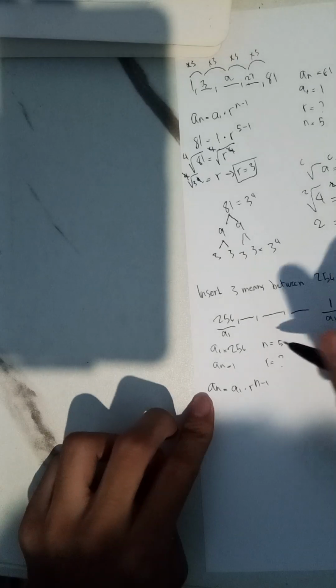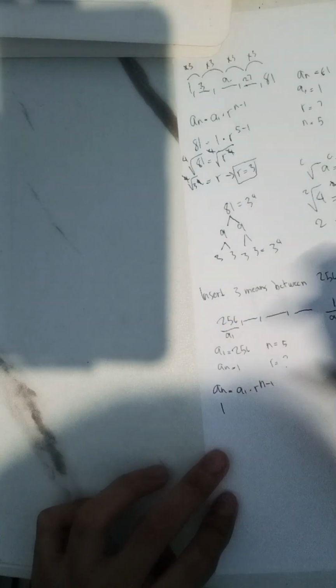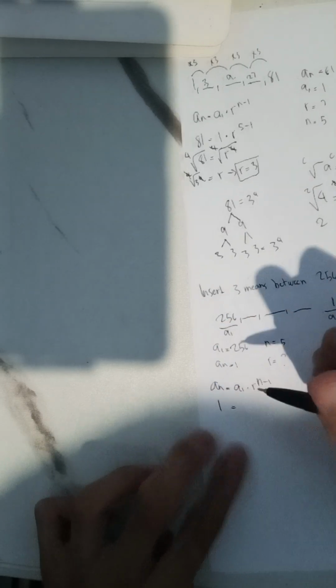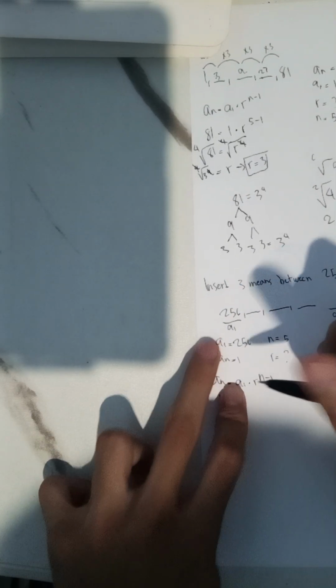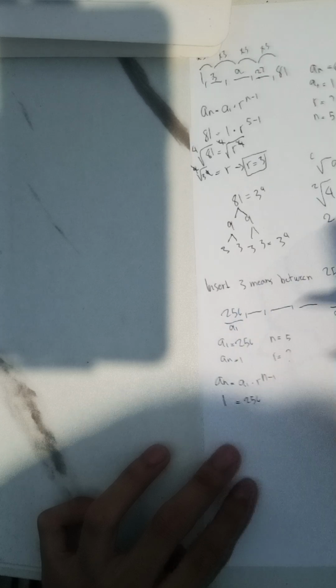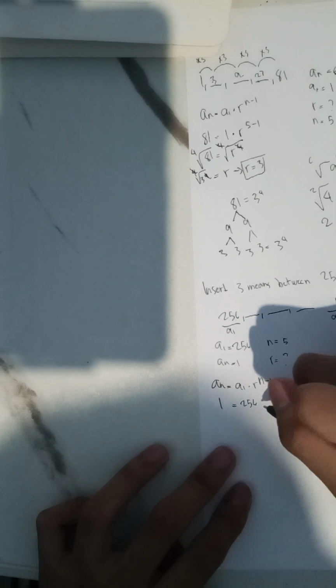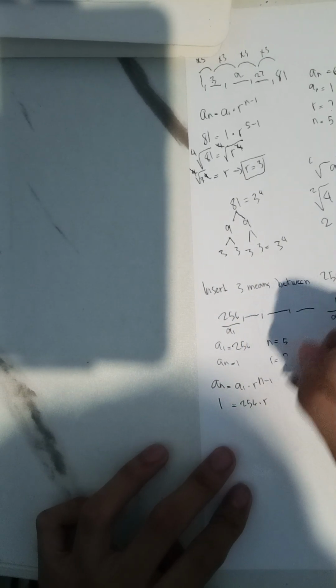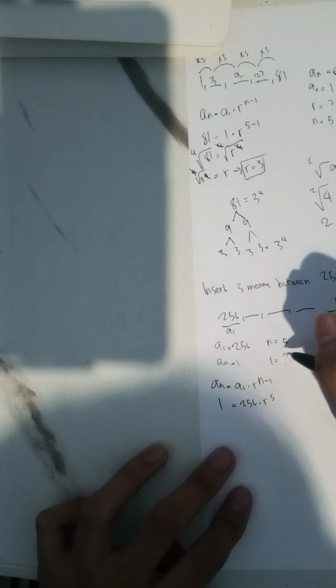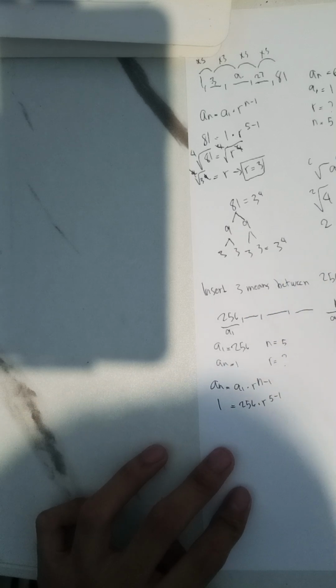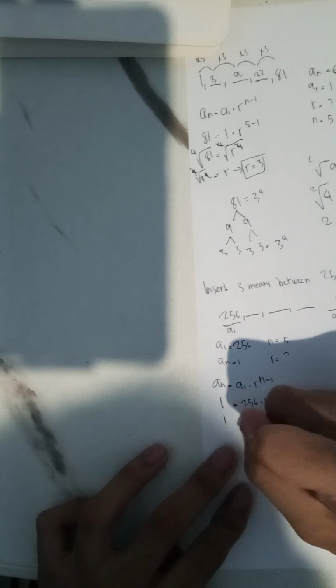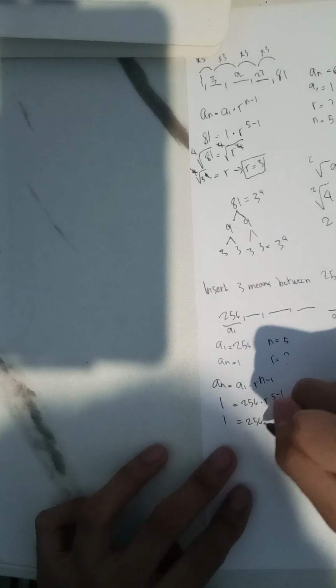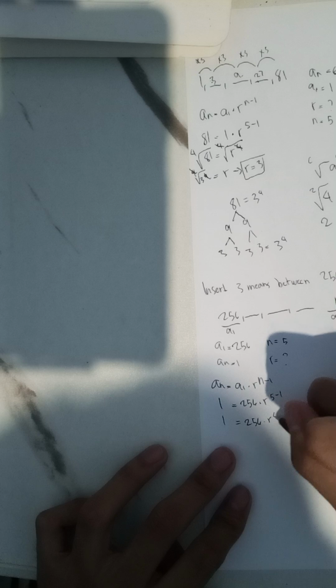So, a_n is 1. Diba? It's equal to a_1, that is 256. Okay? And r raised to 5 minus 1, since n is equal to 5. Now, 1 is equal to 256 times r raised to 4.